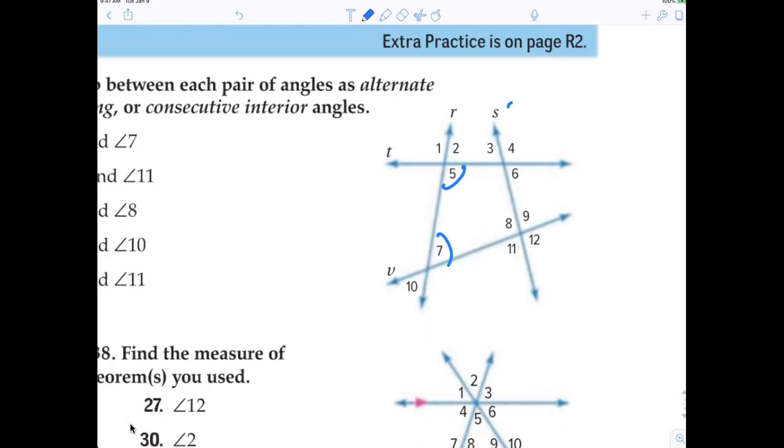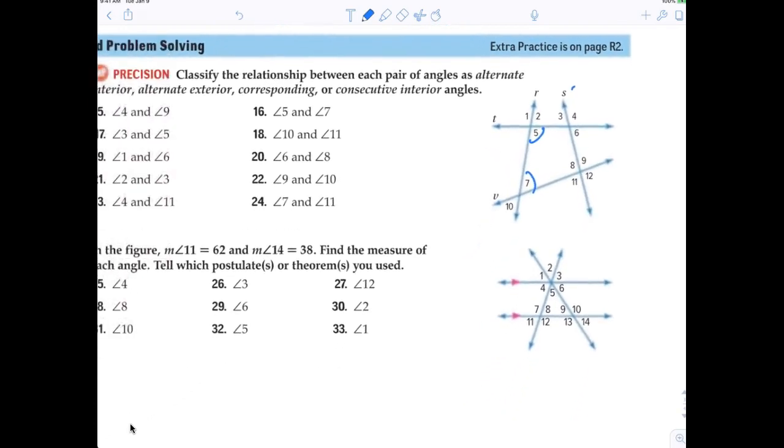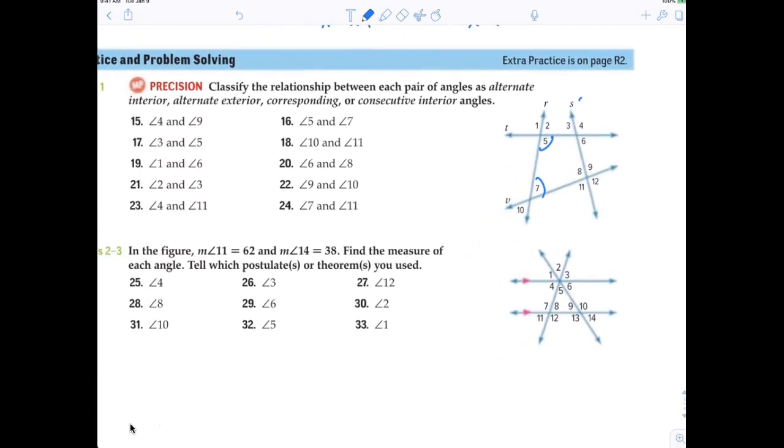So let's see how brilliant we are. Everybody look at, we'll just do number 15. 4 and 9. What are 4 and 9? Corresponding. Very good.